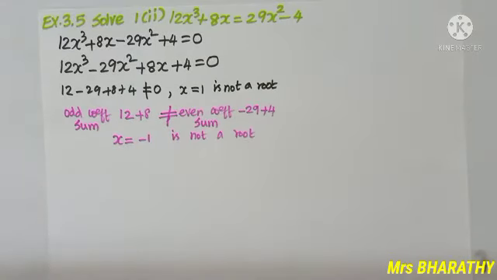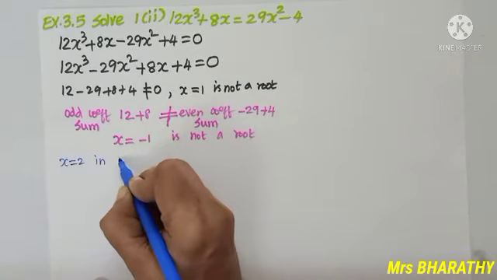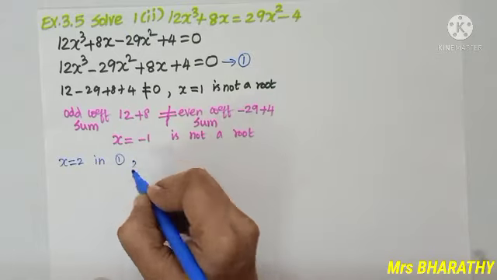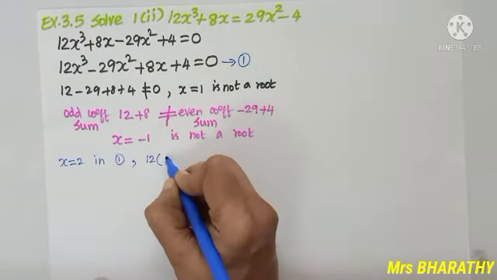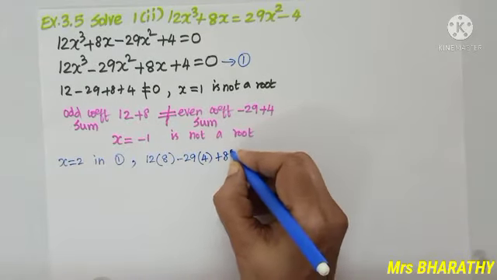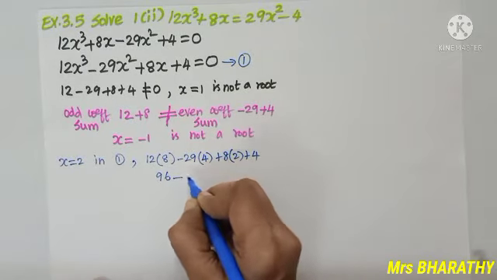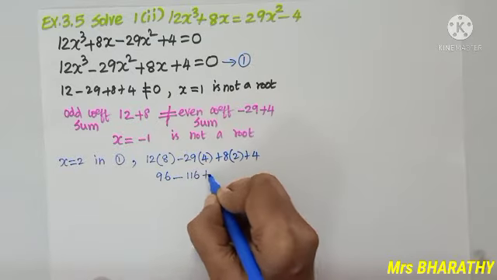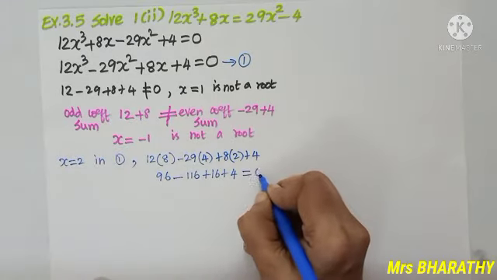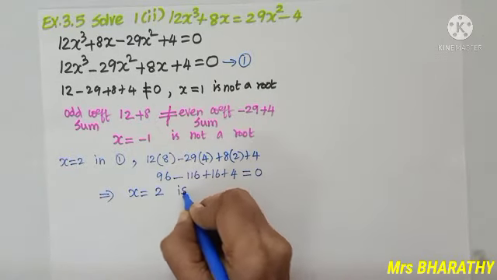So the last condition, let me check for 2. So put x is equal to 2 in the given equation. Call the given equation as 1. As I substitute, 12 into 2 cube is 8, minus 29 into 2 square is 4, plus 8 into x value 2, plus 4. It is 96 minus 116 plus 16 plus 4. The answer is 0. This declares x is equal to 2 is a root.